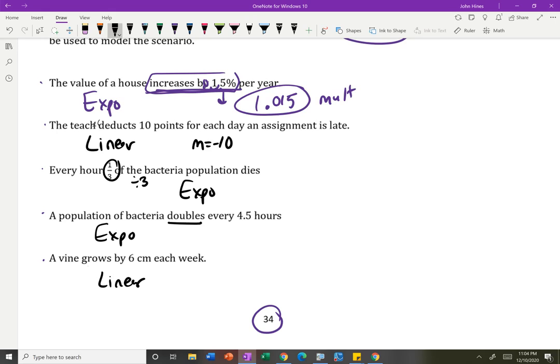So again, linear functions are repeated addition. Exponential functions are repeated multiplication.